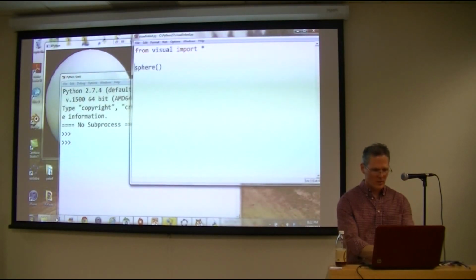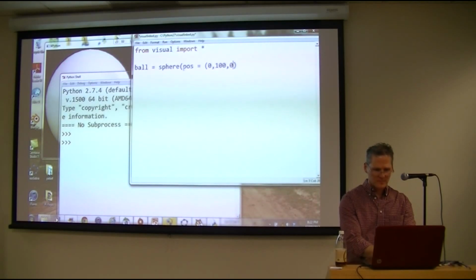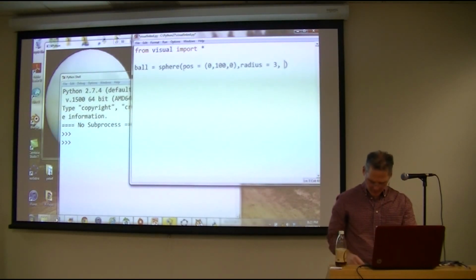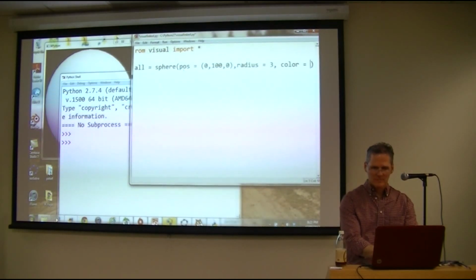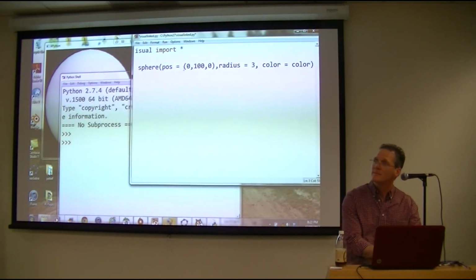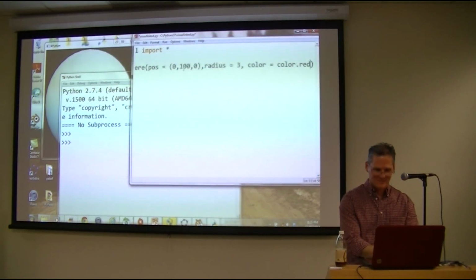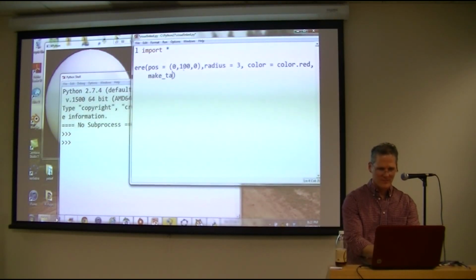All right, let's see. So we'll make our ball a sphere. And here's where we give it a, this would just be a projectile. So its position is a vector. We'll put it at 0, 100 meters up, and otherwise it defaults to 0, 0. Radius is 3. What's your favorite color? Red. That was red, and most important thing for us visual people, make it leave a trail.